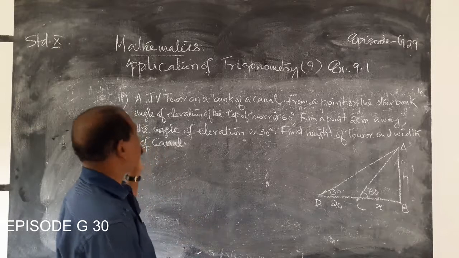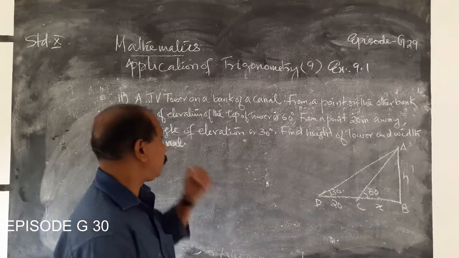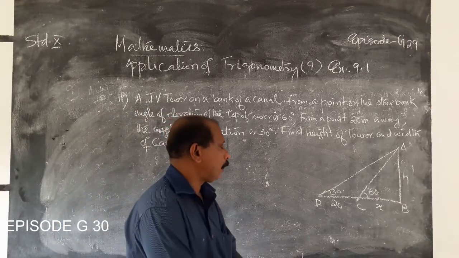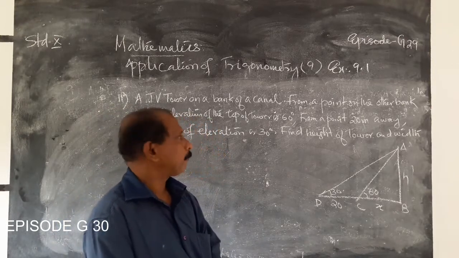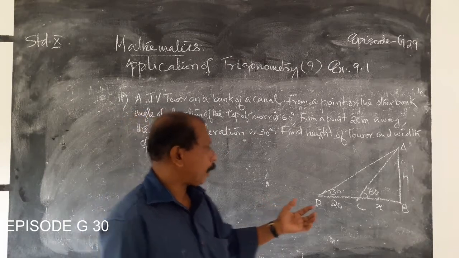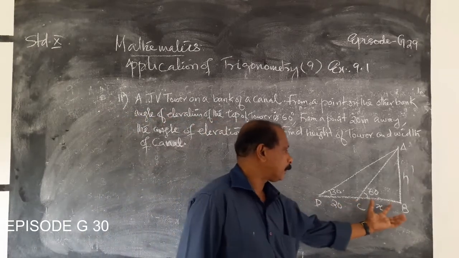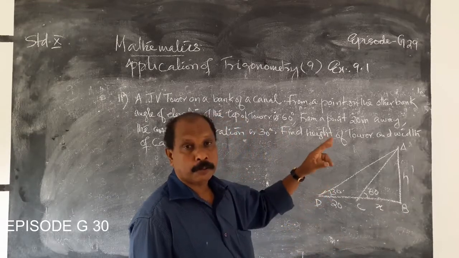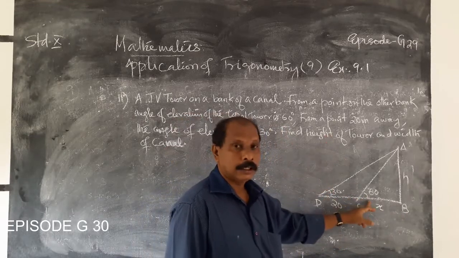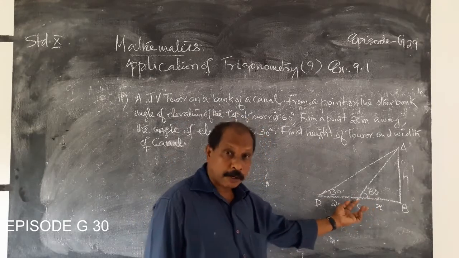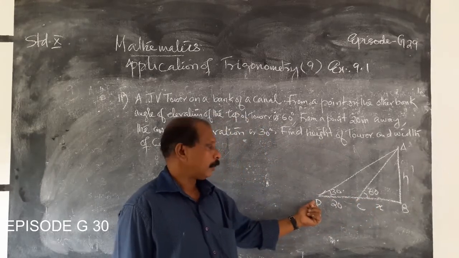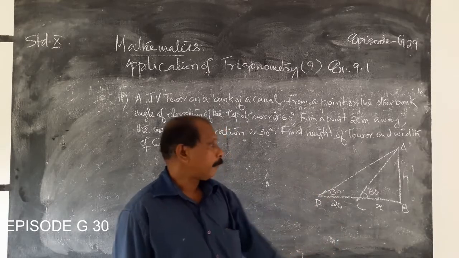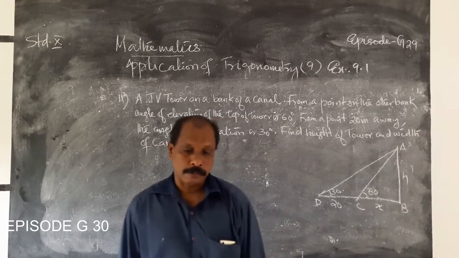Next question, that is question number 11. This is also an important question. A TV tower stands on a bank of a canal. From a point on the other bank, where x is the width of the canal, the angle of elevation of the top of that tower is 60 degree. Then from a point D, 20 meter away from that point, the angle of elevation of the top of the tower is 30 degree. We can find out the height of the tower and also the width of the canal.